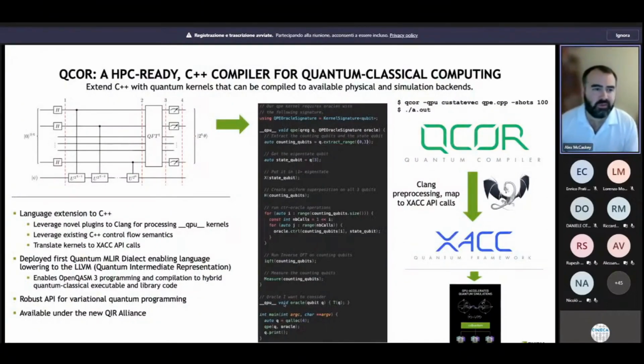Here I'd like to introduce a new compiler that's recently been put out. It's completely open source. It's a C++ compiler for quantum classical computing. It's something that I've been involved with for the last 2 or 3 years. It's an extension of C++ that provides quantum programming via the definition of standard functions annotated with a QPU attribute. So we have quantum kernels that can then be compiled by the compiler to any available physical or simulation backends.